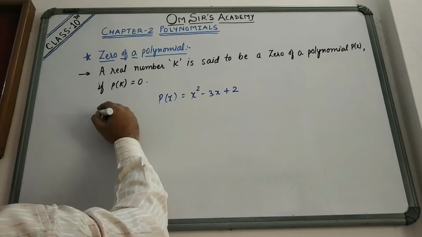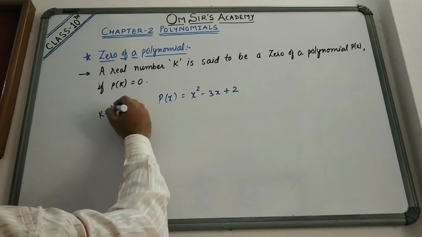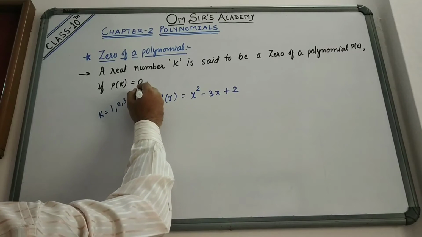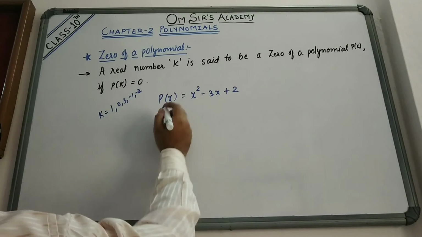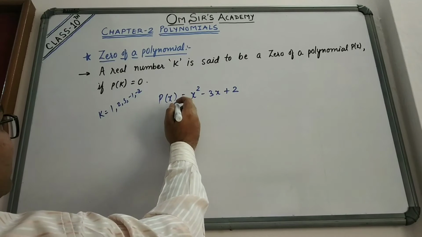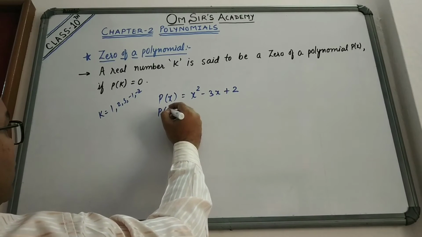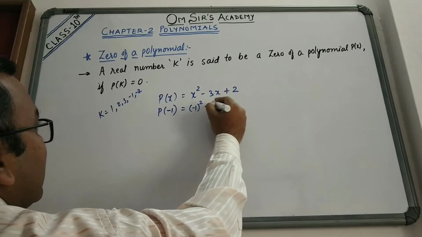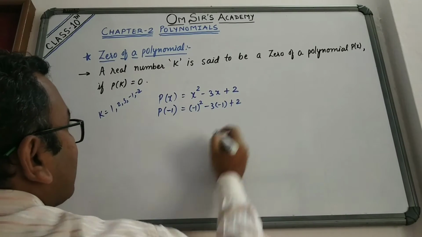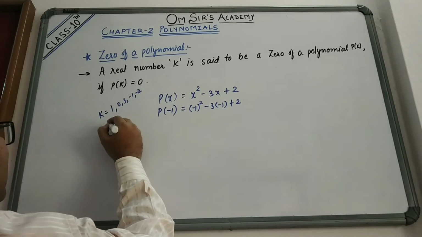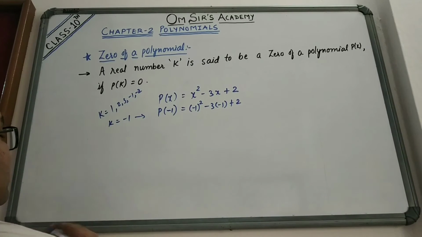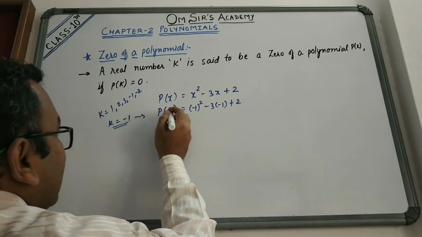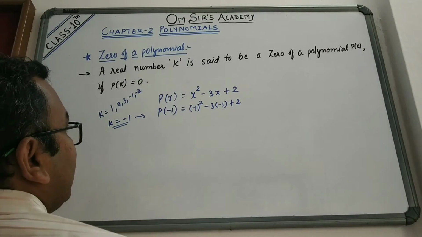Now say any real number k can be 1, 2, 3, minus 1, minus 2, anything. So if I substitute the value of k in this and find the value of a polynomial, say p of minus 1, what is it? Minus 1 square minus 3 into minus 1 plus 2. Here k I have taken as minus 1, so my real number I am substituting as minus 1 in place of variable x.